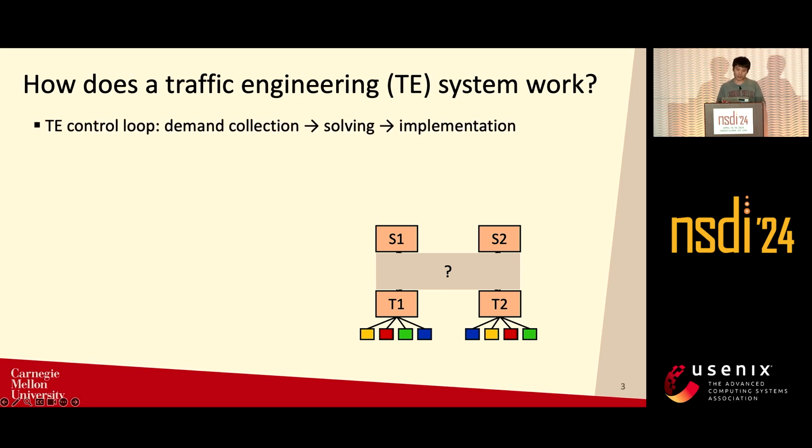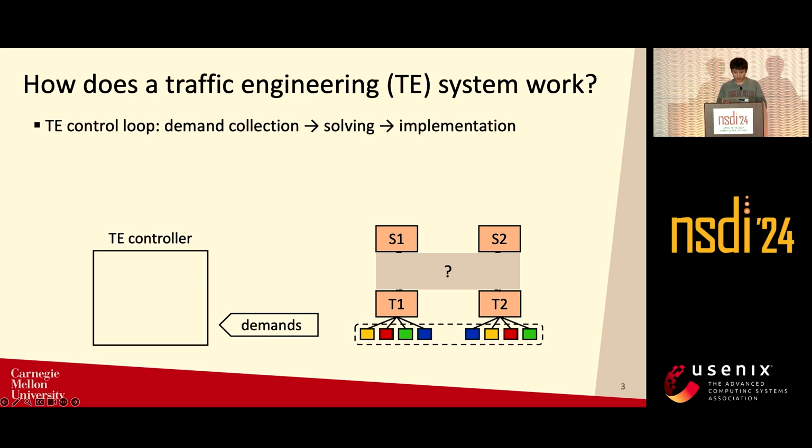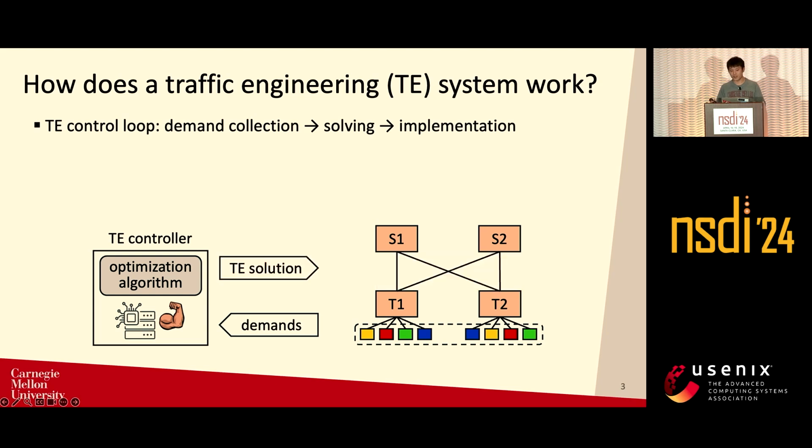In a typical TE system, the TE control loop consists of 3 steps. First of all, the end host demands will be collected and sent to a TE controller. The TE controller runs some optimization algorithm in order to figure out the optimal way to route these demands. And because it's a large and complex problem, the algorithm usually runs on a powerful platform. And the finding is called the TE solution.